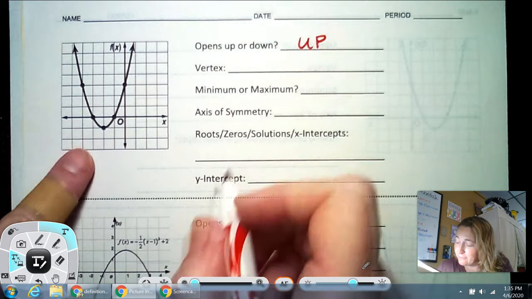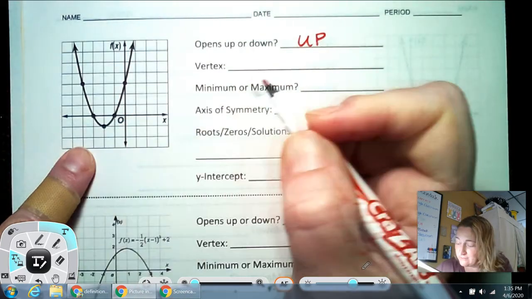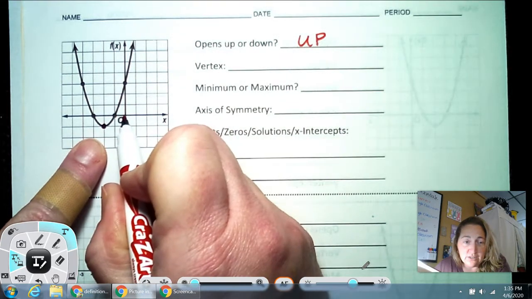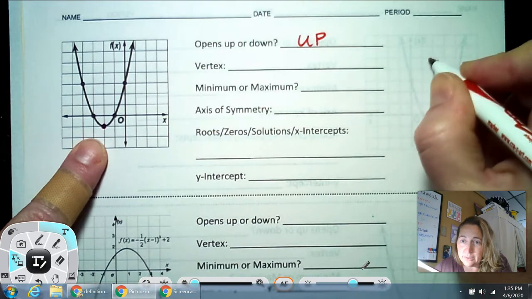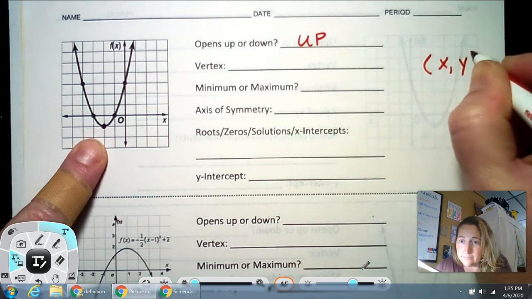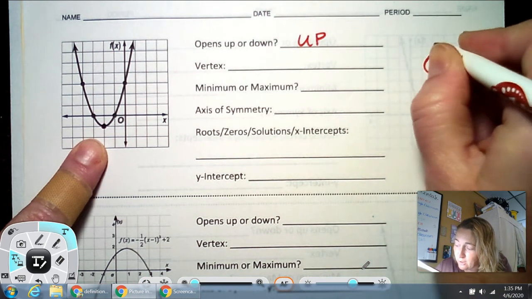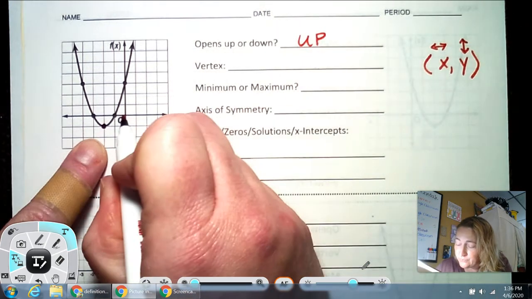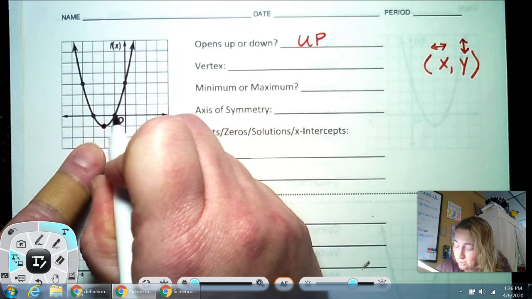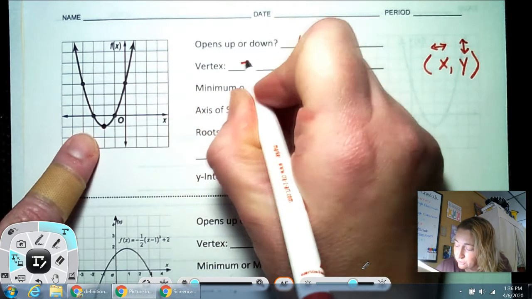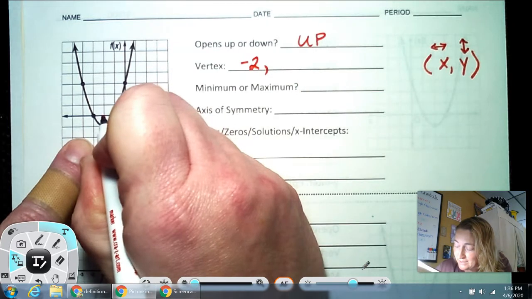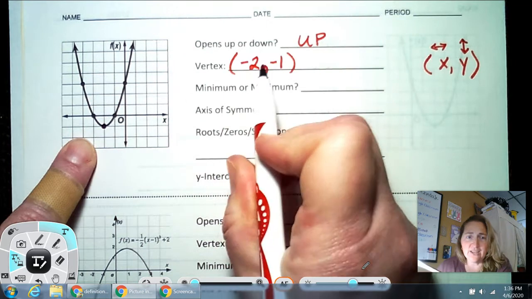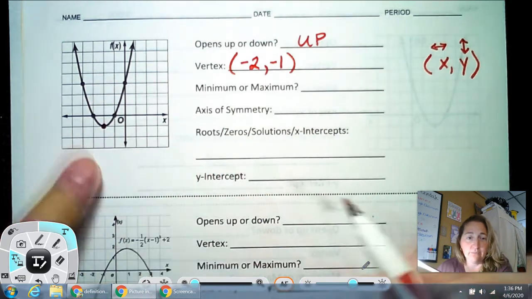And for the vertex, I want you to actually give me the coordinates of this vertex. So here's my vertex. If I start at the origin, remember that I'm going to give coordinates x, y. X is how I go to the left or right. Y is how I go up or down. So if I start at the origin, to get to that vertex, I'm going to go 1, 2 to the left, so that's a -2. And then down 1, so that's a -1. So my vertex is at -2, -1.